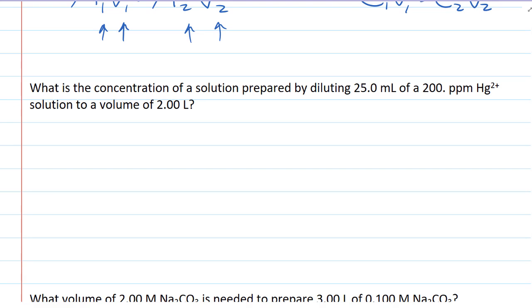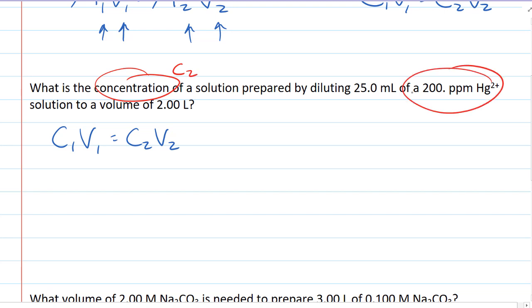I'd like to know, what is the concentration of a solution prepared by diluting 25.0 milliliters of a 200 part per million mercury 2 solution to a volume of 2.00 liters. So we start with our dilution formula. C1 times V1 is equal to C2 times V2. And before we get too far here, we should ask, what are we looking for in this problem? Concentration. And are we looking for the initial or the final? We're looking for the final, so we're looking for C2.